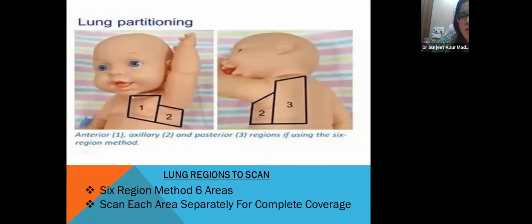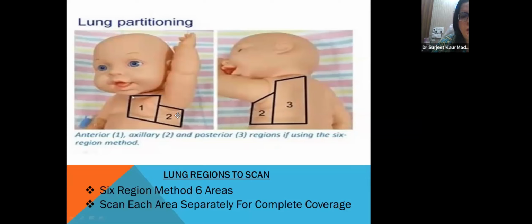To make it easier, there is another technique called the 6 region technique, to quickly do a lung ultrasound. This would be left anterior, left lateral, and left posterior, and similarly 3 regions on the right side. These regions are not divided into upper or lower areas. Anteriorly, laterally, and posteriorly, you scan only once. This way you can do a quick lung ultrasound in 6 regions.